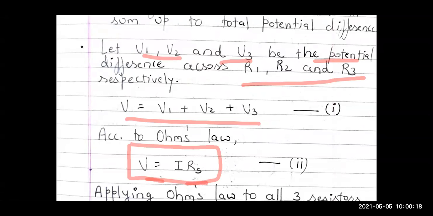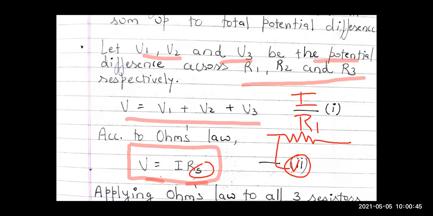So as the resistors are connected in series, I'm just putting a small s over here to show that this is the total resistance when they are connected in series. Now what we will do, children? We are going to apply Ohm's law for the first resistance. If you remember, the first resistance was R1, current was I, and the potential was V1. Yes, do we remember? Okay.